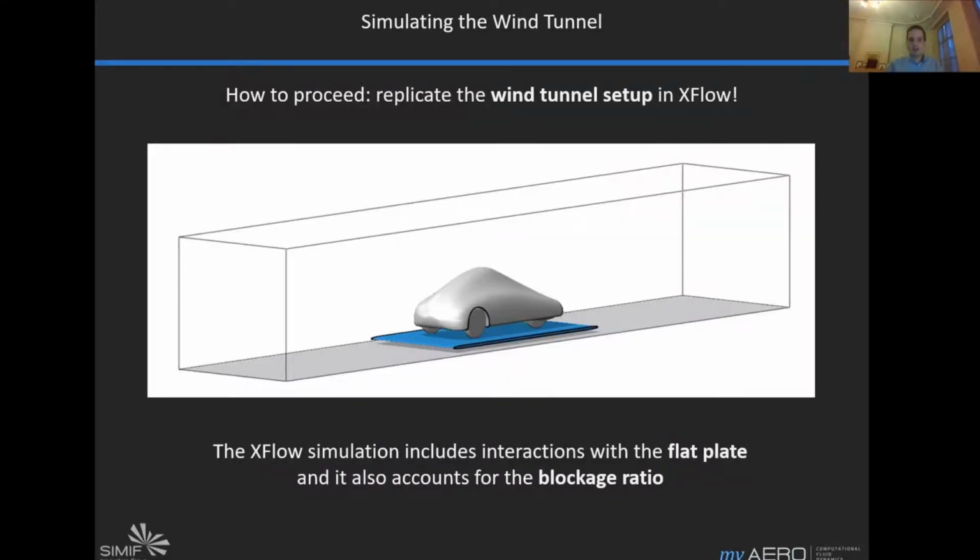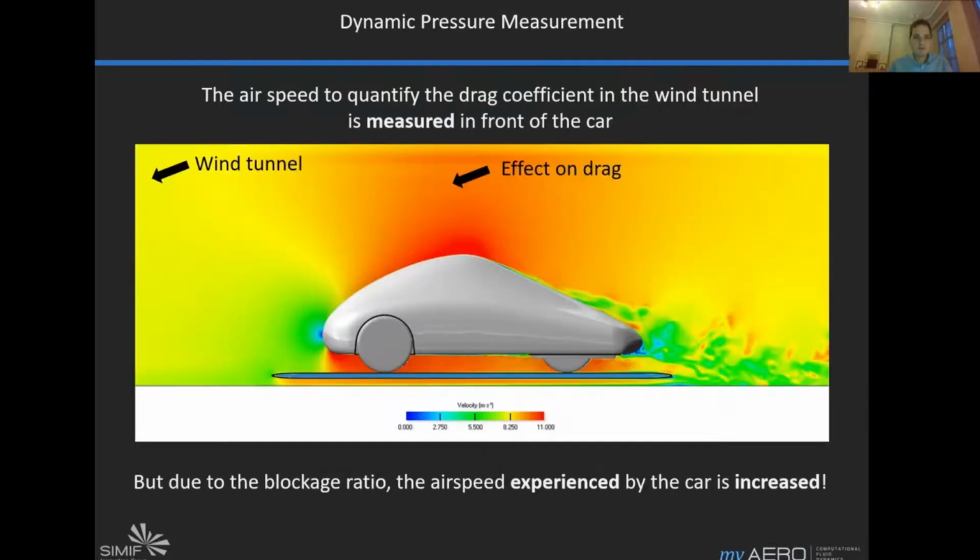So how to proceed, how to solve this mystery? Well, in XFlow, you have the freedom to create basically any setup that you want, which includes a wind tunnel setup like the full-scale test. So we had a very similar cross-section, we had a very similar flat plate attached to the EcoRunner, and so we have a similar blockage ratio, and we ran our simulation again.